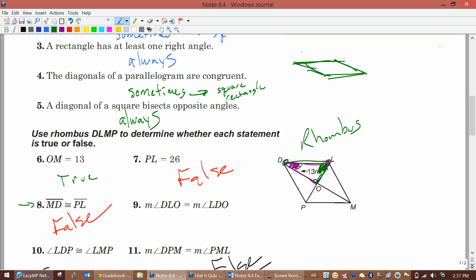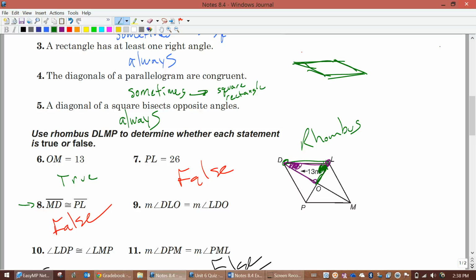The purple and the green are not congruent. They would be congruent if the diagonals bisected a pair of opposite angles. These diagonals don't bisect those angles. It's not true. That's only true for a square.